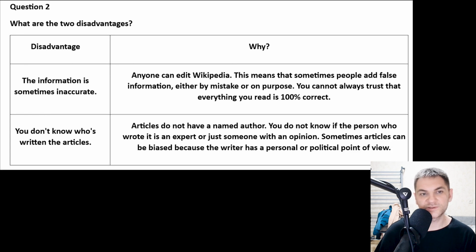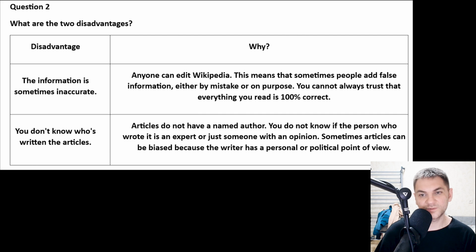Question 2. What are the 2 disadvantages? The information is sometimes inaccurate. Yeah, anyone can edit Wikipedia. This means that sometimes people add false information, either by mistake or on purpose. You cannot always trust that everything you read is 100% correct. And you don't know who's written the articles. Articles do not have a named author.